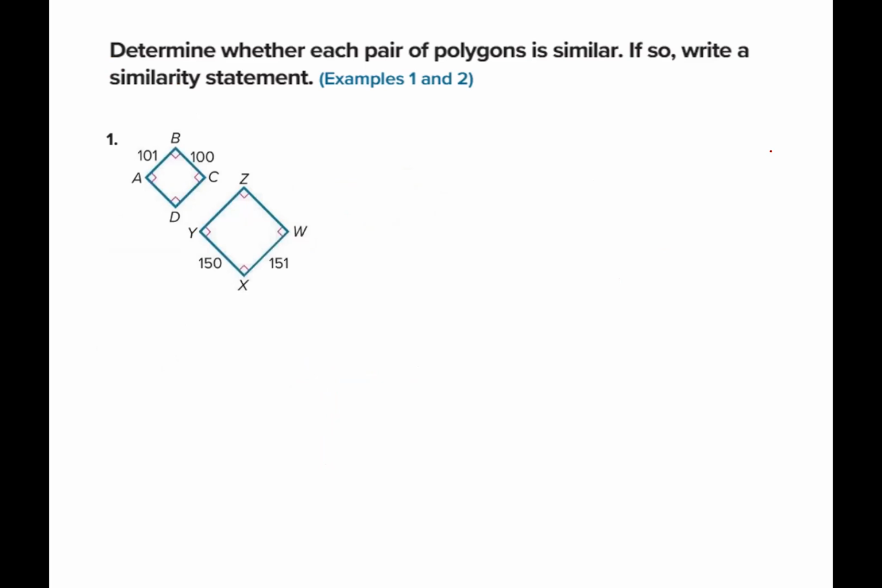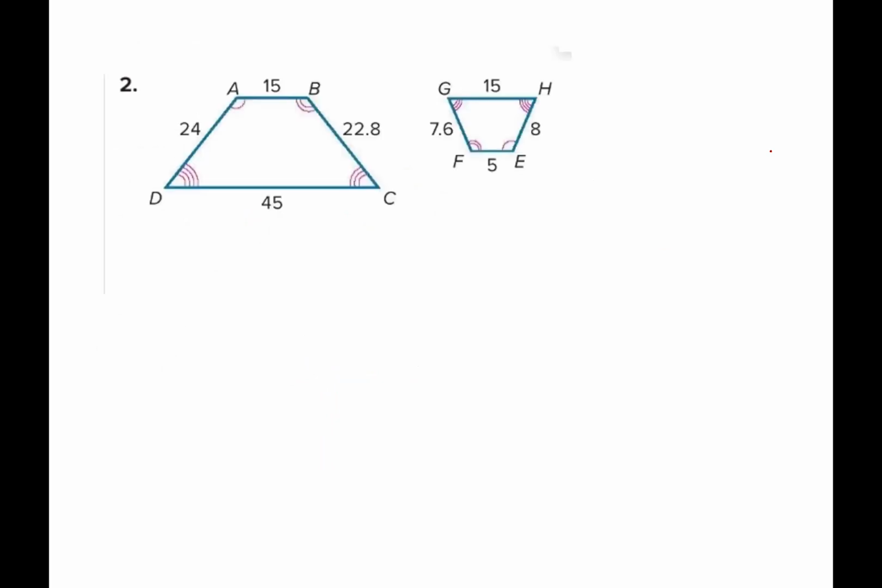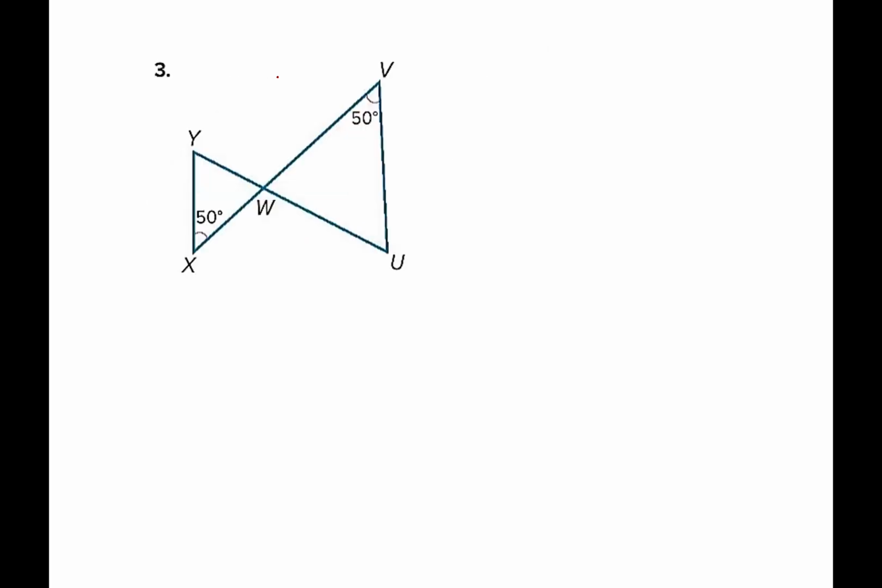Now if he asks me, in the question here, are these two similar? The angles are equal, but the sides are not proportional. And here the same. You have to find if the corresponding sides are proportional or have the same ratio.